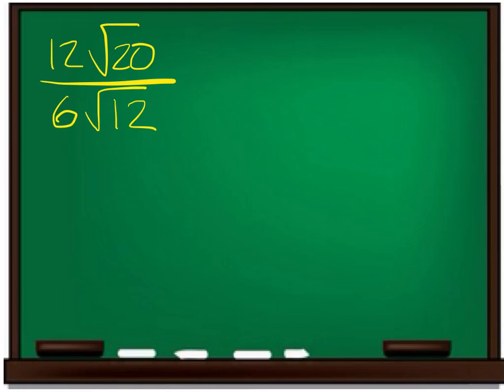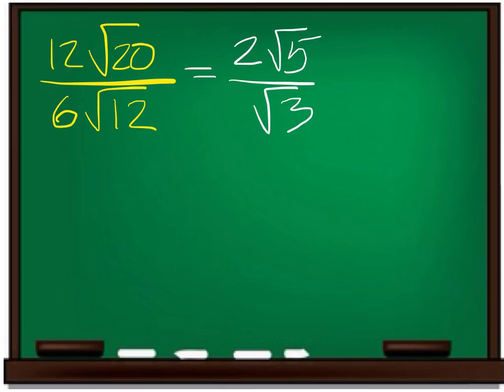This one is 12 square root of 20 over 6 square root of 12. Now clearly you can reduce 12 over 6. That's just 2. But now for the square root of 20 over square root of 12. 4 goes into both of those. So if I take out 4 from 20 and 12, I would get square root of 5 over square root of 3.